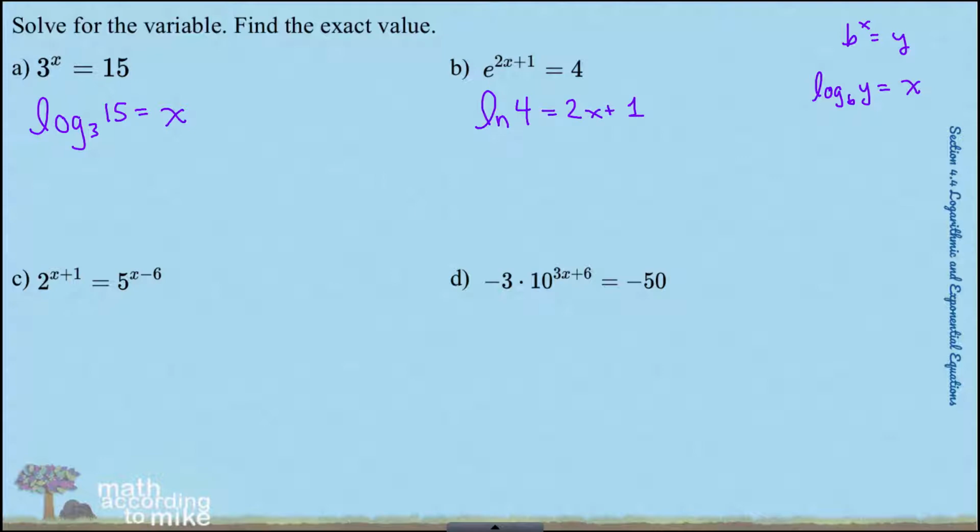So notice what I'm doing is just putting things in the right place. Go back a couple of videos where we first learned how to transfer between exponents and logs to make sure you're comfortable with that. Now we'll subtract 1 from both sides. We cannot subtract the 1 from the 4 because the 4 is part of the logarithm. And now to finish, we'll divide by 2. So the exact value is the natural log of 4 minus 1, divided by 2.